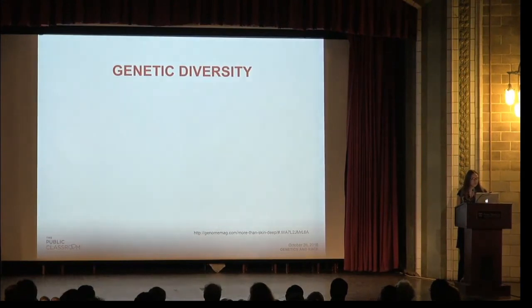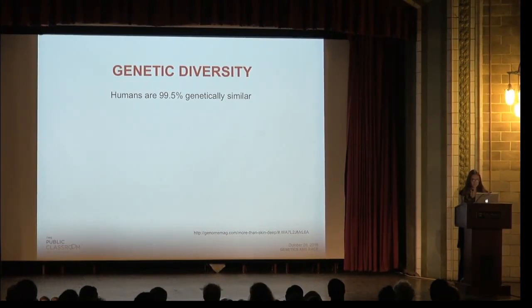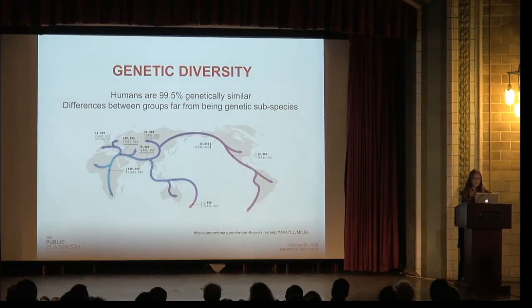And so I want to end my talk by talking about genetic diversity. So we're talking about the small differences between human beings, but it's really important to remember that humans are 99.5% genetically similar. And the differences that we do have between groups are far from that of being genetic subspecies. Really, it's just very small differences that are a result of human migration patterns through time, starting from Africa, from anatomically modern humans migrating out into Europe, Asia, Indonesia, and into the Americas. So my hope is that we can use genetics to figure out our common past, and thus also celebrate the differences between us as well.